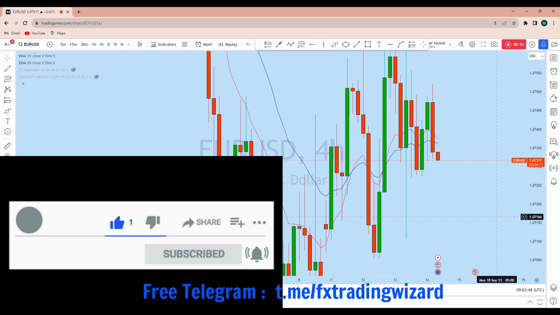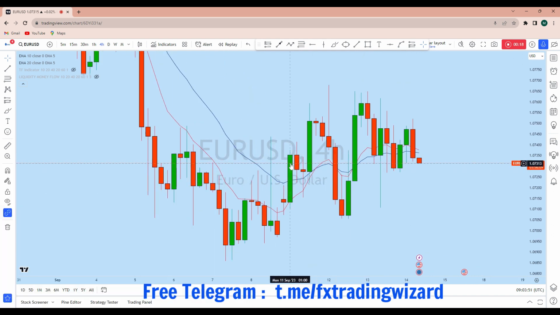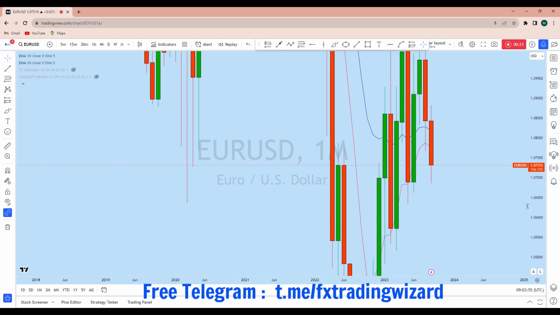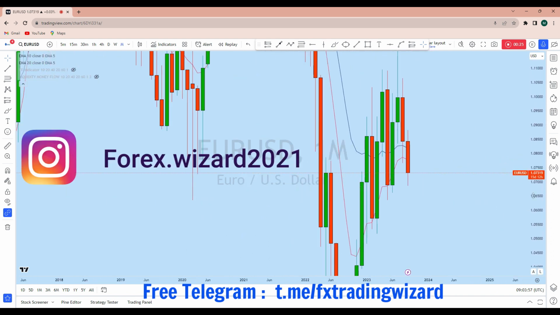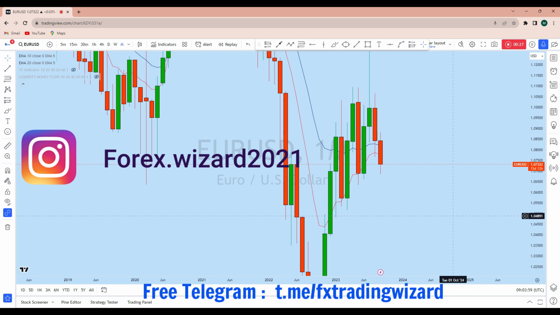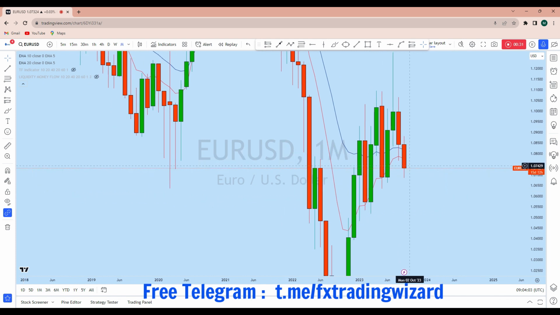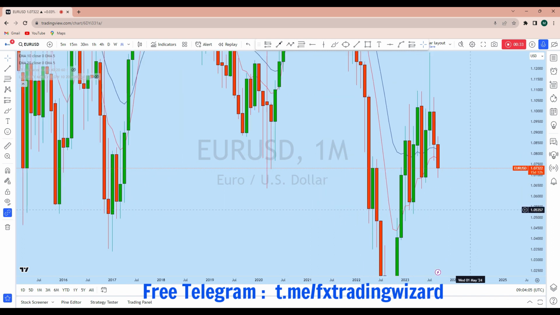Now before we discuss how we can trade, first let's look at the bigger picture, looking at the monthly time frame to see the overall direction in the market. Now from the monthly, we can see that euro dollar is a long-term bearish market, and we could see that after a pullback we can expect further drop in this market.